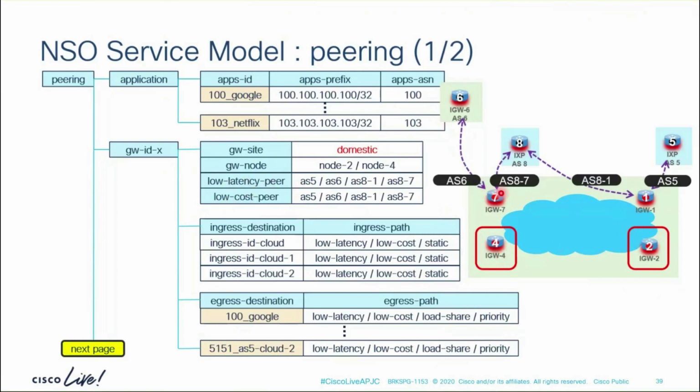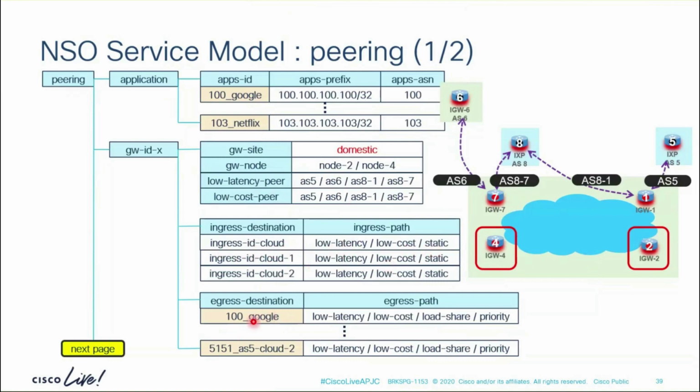Actually, we measure it from time to time for the low latency. Which peer link has the best low latency value? You can also do it dynamically with another automation software, but it's not in this demonstration. And then for the ingress policy here, for the prefix ID cloud, we will assign which path we prefer, is it low latency, low cost, or which scaling we would like to assign.